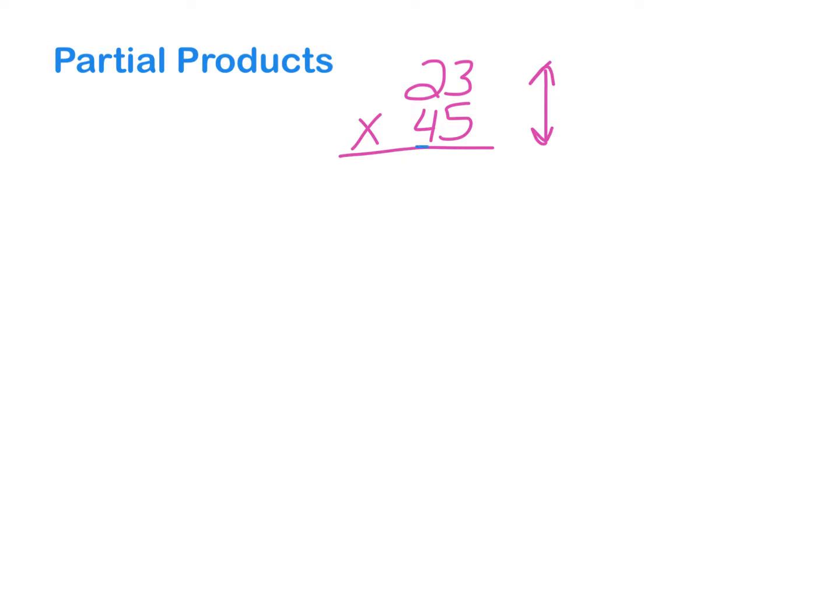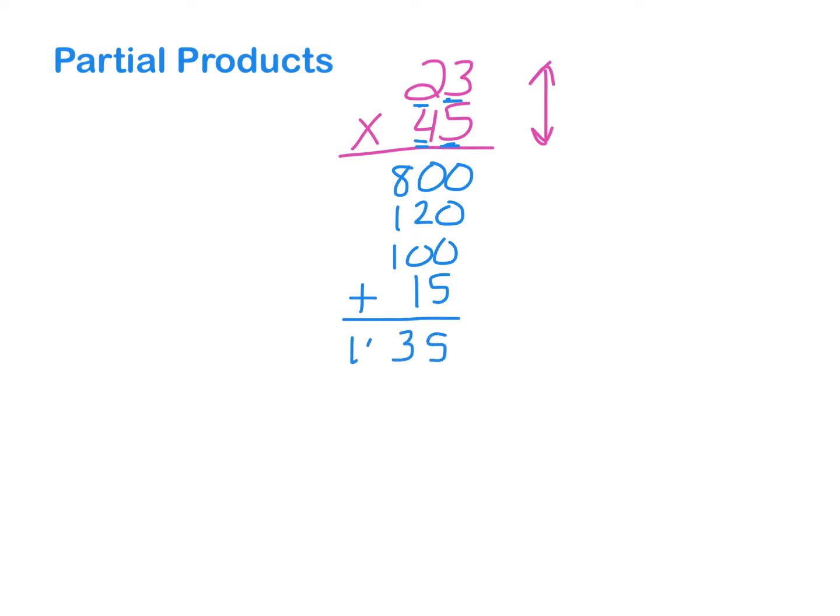So first we'll do 40 times 20, which is 800, and then we'll do 40 times 3, which is 120. Then we'll use the 5 times 20, which is 100, and then 5 times 3, which is 15. Again, adding those numbers up in the ones place moving forward. And our answer stays down here at the bottom.